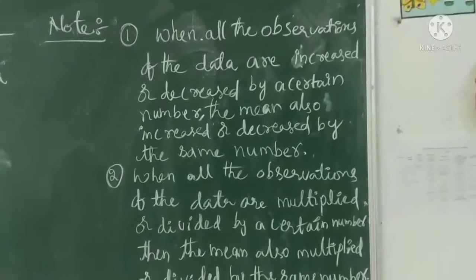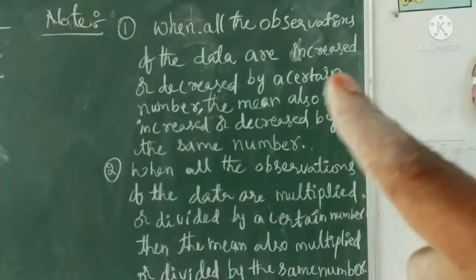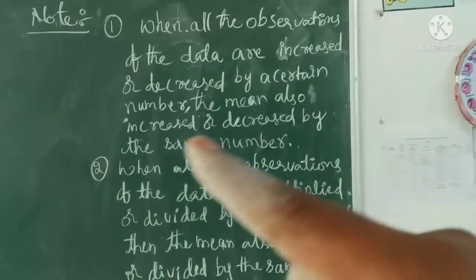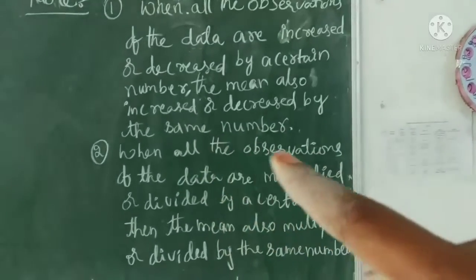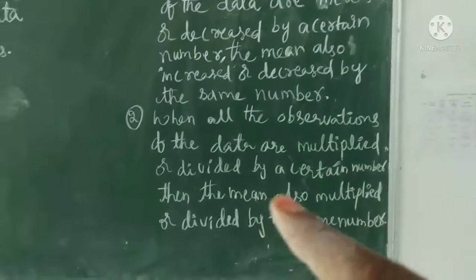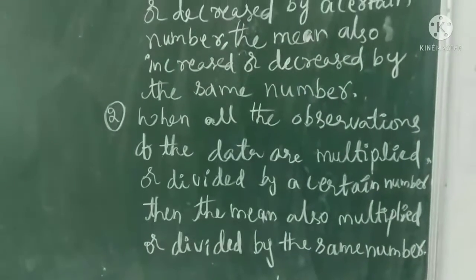Here there is a note about mean. When all the observations of the data are increased or decreased by a certain number, the mean also increases or decreases by the same number. When all the observations of the data are multiplied or divided by a certain number, then the mean is also multiplied or divided by the same number.